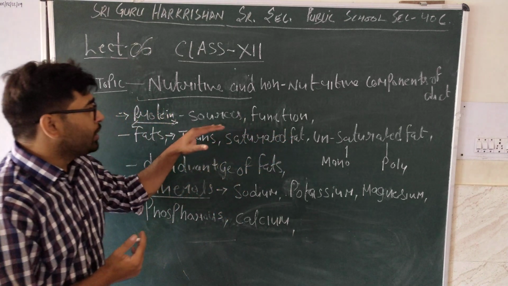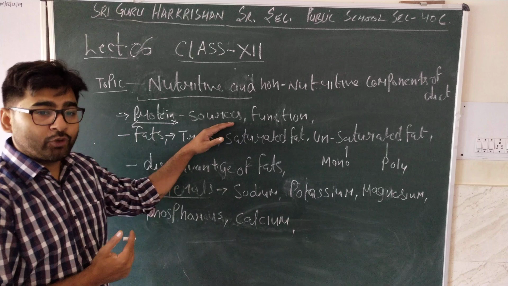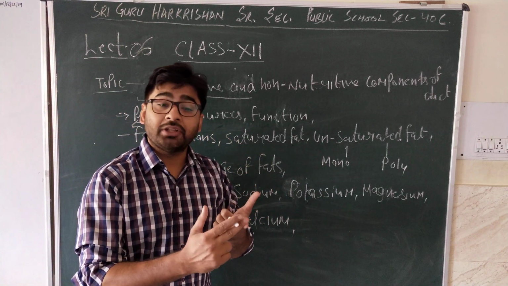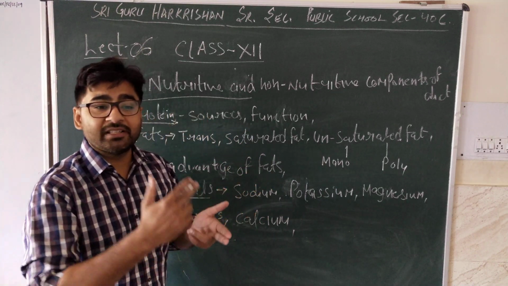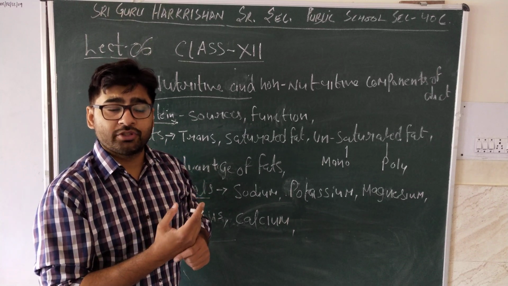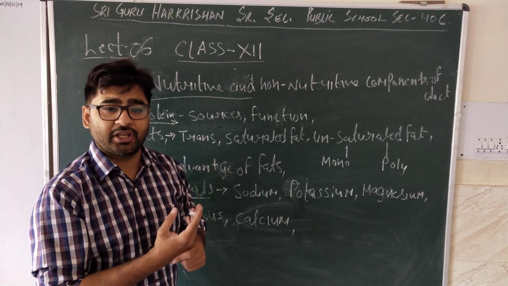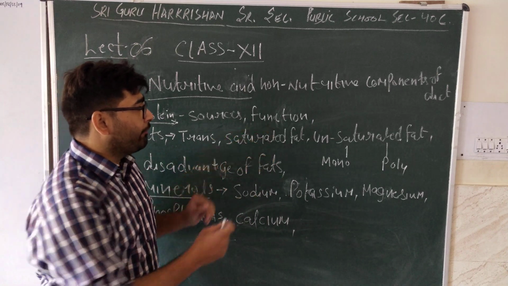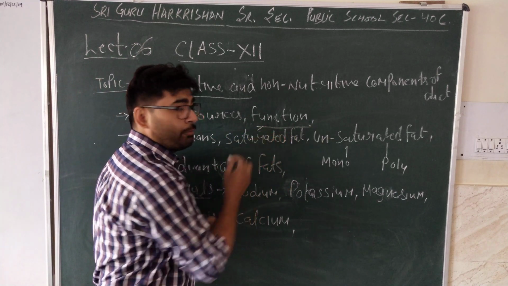Now let's discuss the sources of protein. What are the sources? The first ones are nuts, beans and peas etc. Many things are protein, like the white part of egg also. Chicken is also protein. So that's all. What is the function of protein in your body?